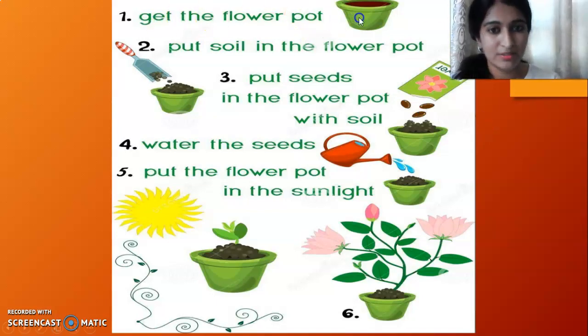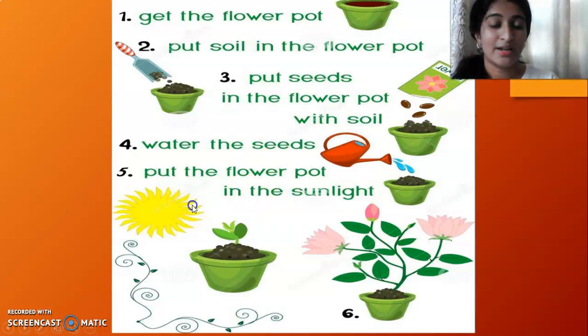So, take a flower pot and put some soil. You can add some soil into the flower pot. You can see this, and after that you can add some seeds. You can choose any seed you like. You can add some seeds into the soil, right? And you need to water the seeds. Water the seeds, and put the flower pot in the sunlight.